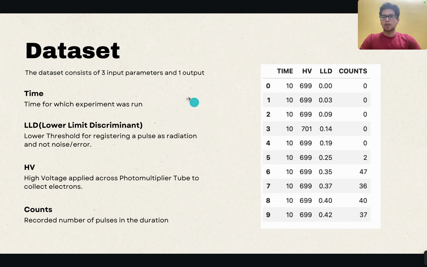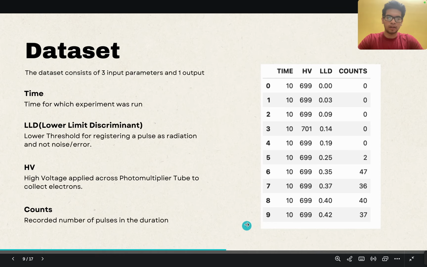Okay, so let's talk about the data set which I'm going to use. The data set which I used for this project was given to me by the Divya Drishti Lab, IIT Roorkee. And I'm going to use three input parameters from this data set and one output parameter. A bit of the data set is displayed here. I will show it more as I proceed towards the code.